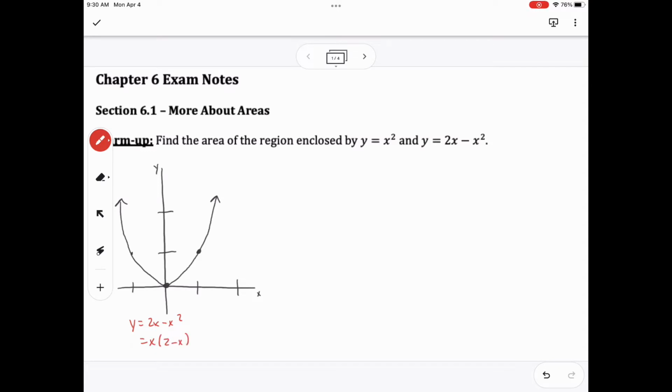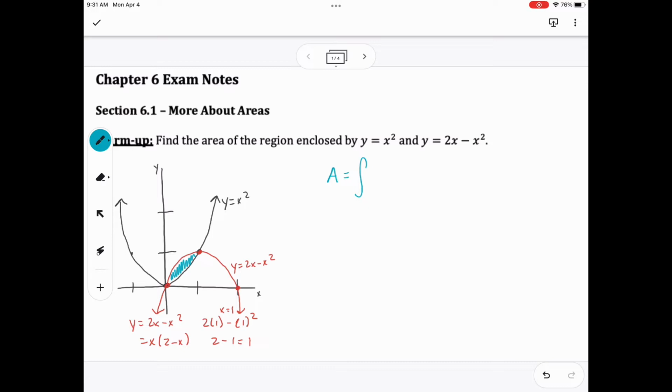So if I graphed y equals x squared, that's just a simple parabola, and then y equals 2x minus x squared. I looked for the x-intercepts here, which are 0 and 2, and then I tried to figure out where the vertex is, which is halfway in between. So I found that it was 1 at the value of 1, and notice that there's a little area in between the two that is enclosed by those two functions.